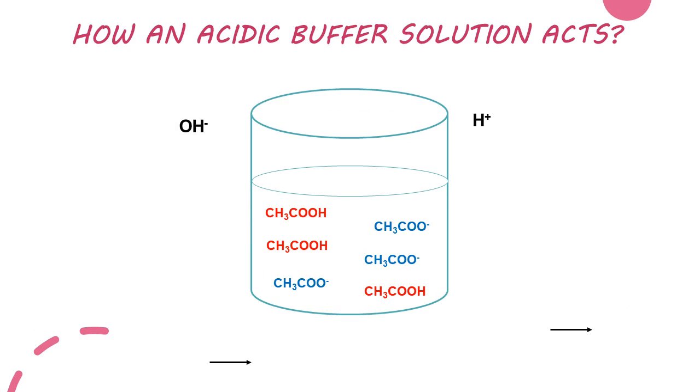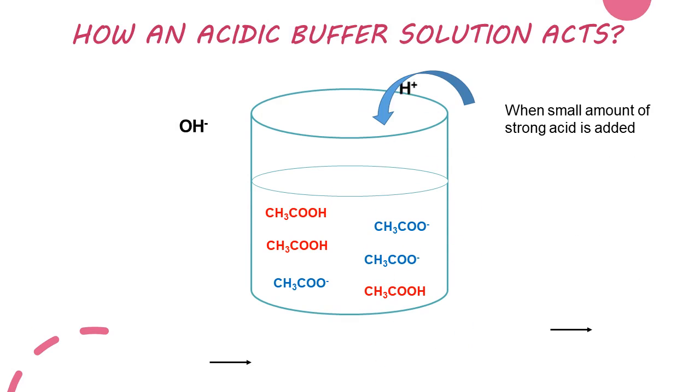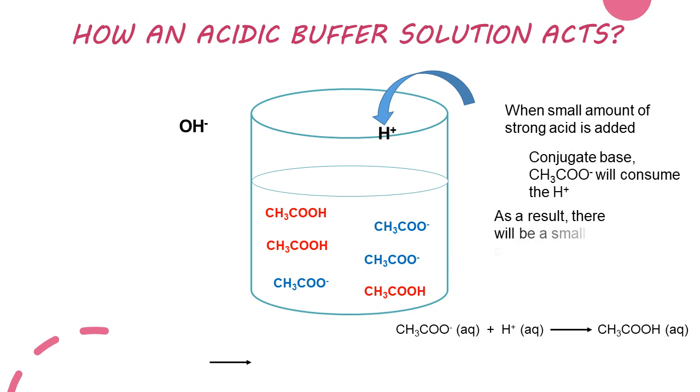In a beaker, we have a weak acid and its conjugate base. What will happen when a small amount of strong acid is added? The conjugate base will consume the acid, where we can write the equation. As a result, there will be a small change in pH, because the concentration of conjugate base has decreased, and the concentration of weak acid has increased.